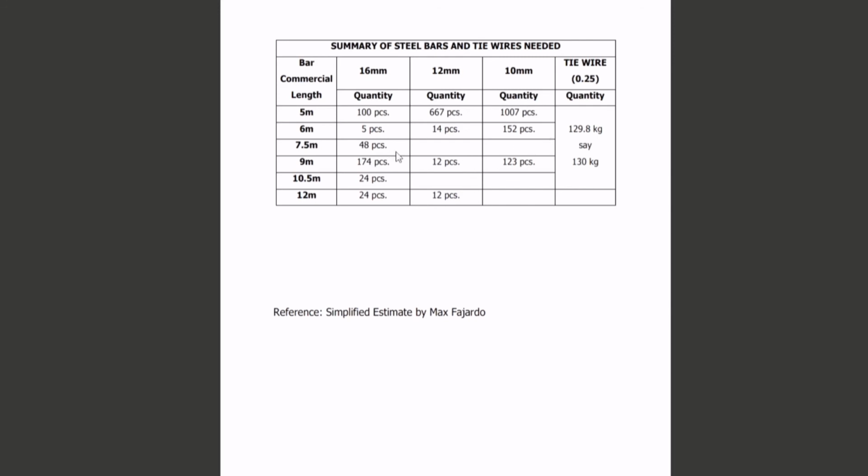48 pieces of 16mm 7.5m bars, 175 pieces of 16mm 9m bars, 12 pieces of 12mm 9m bars, 120 pieces of 10mm 9m bars, 24 pieces of 16mm 10.5m bars, 24 pieces of 16mm 12m bars, at 12 pieces of 12mm 12m bars. Tapos, ang total na tie wire natin is 129.8 or sabihin na natin 130 kilograms of tie wires.